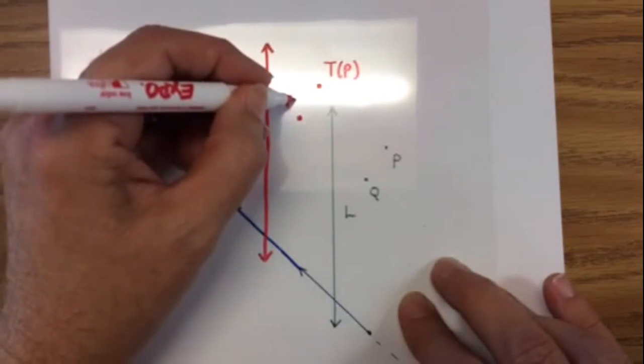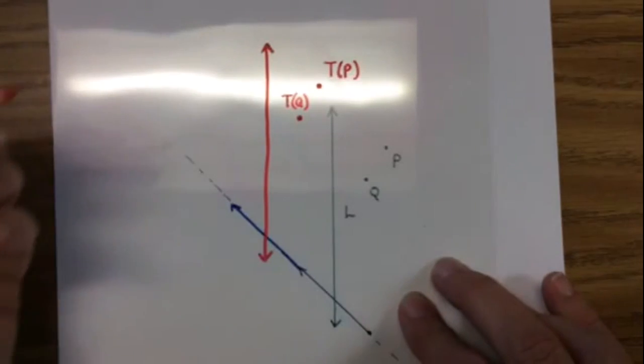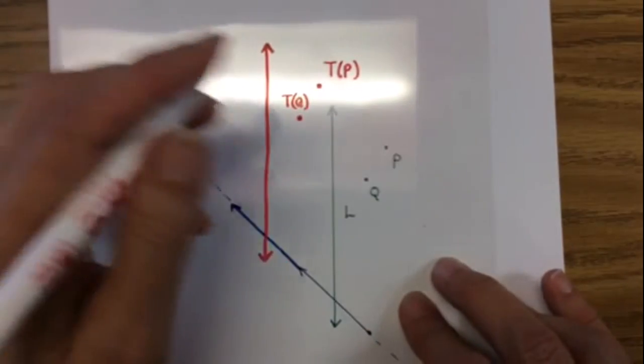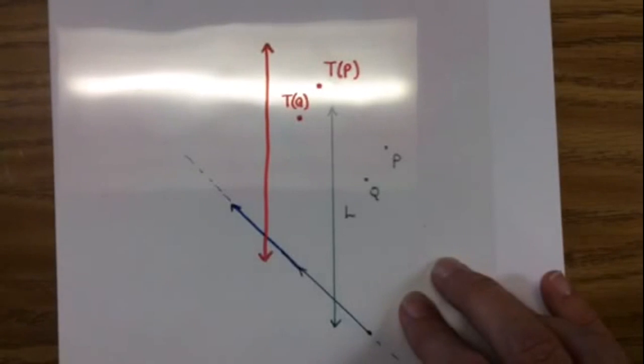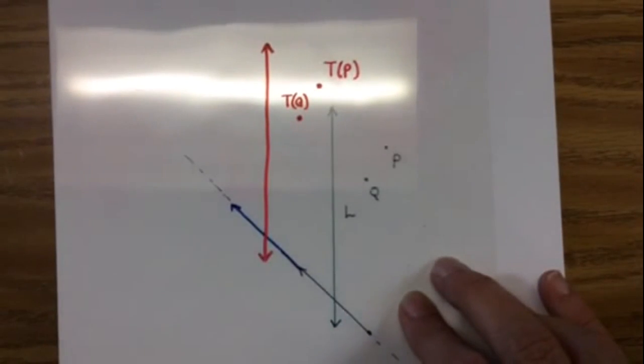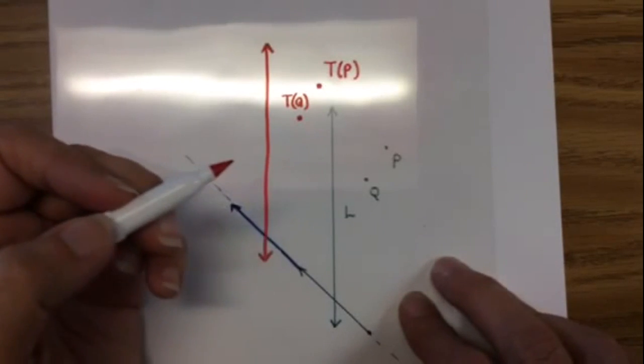This is T of Q. So these are the images. And look, the line has its own image. So this would be the image of the whole line right there. But we really only use that for points on the line.